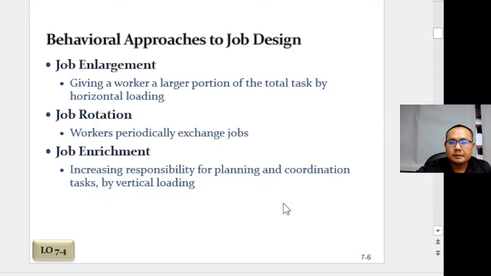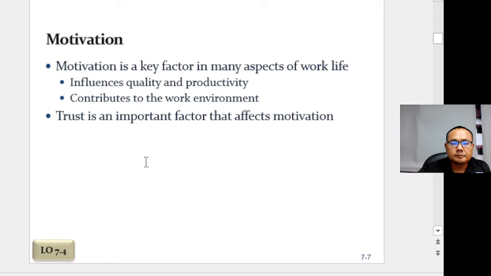So while creating a job design, we can also use a behavioral approach. And from there you can get job enlargement, and then job rotation, and job enrichment. From there you can find a few concepts, as listed here. Okay, job motivation is a very key factor in many aspects of work life.